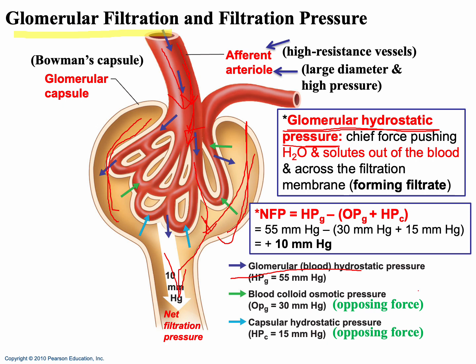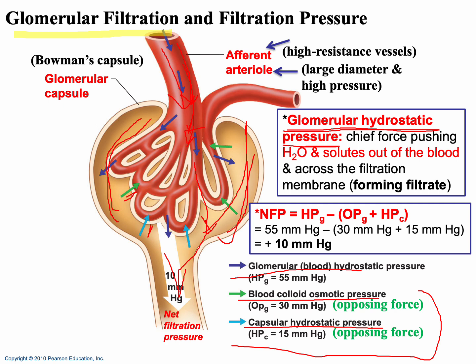Other types of pressure that are indicated here, we have the blood colloid osmotic pressure and the capsular hydrostatic pressure, indicated by the green arrows that you see and the light blue arrows. These two pressures are considered to be opposing pressures. They're going against the hydrostatic pressure. And the hydrostatic pressure is that driving pressure to push materials out of the blood, out of the glomerulus, into the Bowman's capsule, forming filtrate.